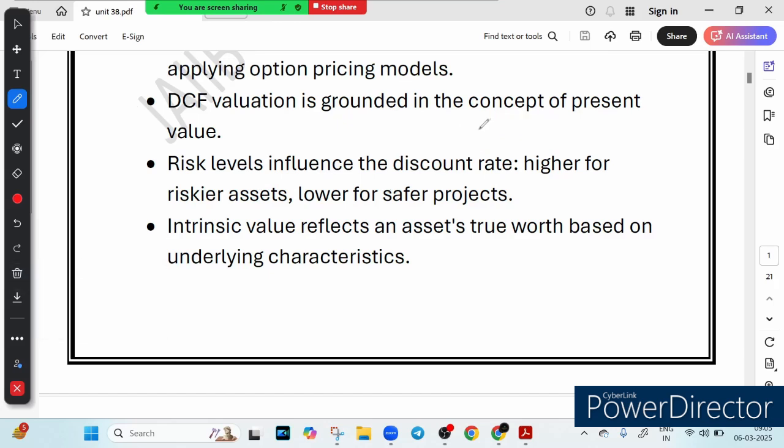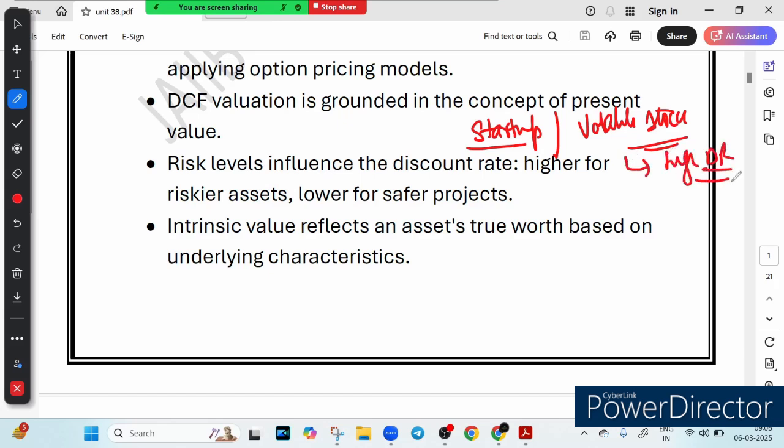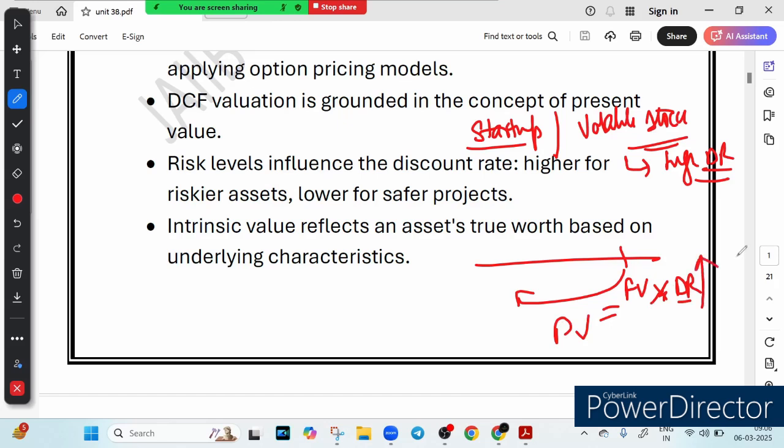Let me give you some examples: suppose a startup is there, or a volatile stock is there. Such risky assets need a high discount rate, meaning we reduce their future value more. Please try to understand: we take the future value and apply the discount rate to get the present value. If the discount rate is higher, we reduce the future value more, so the PV will be lower.